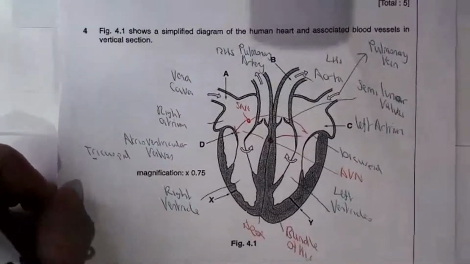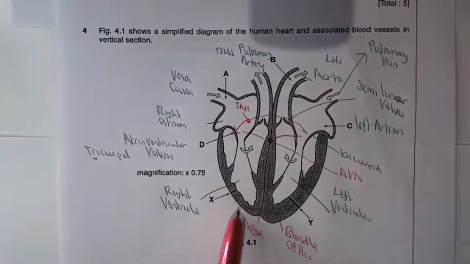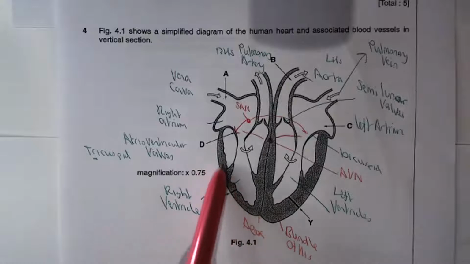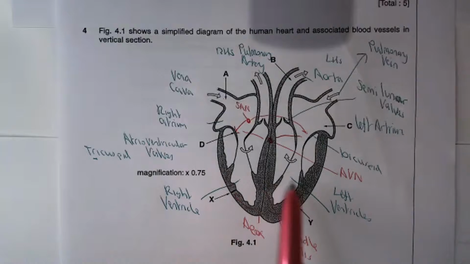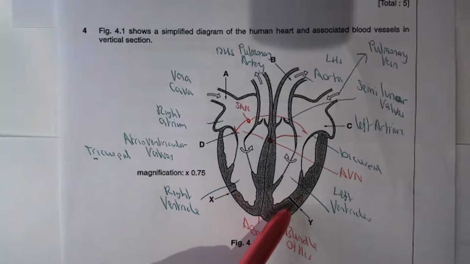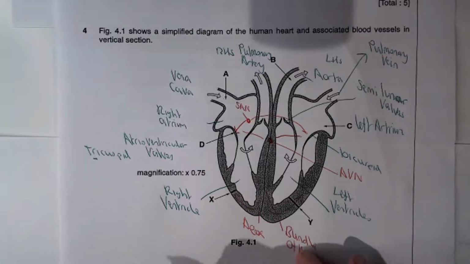From this diagram, we can see that X, which is the right ventricle, has a less thick heart muscle than the left ventricle, which is Y, and you can clearly see the thickness of the muscle here on Y on the left hand side of the heart is much thicker. We've got to explain those differences.